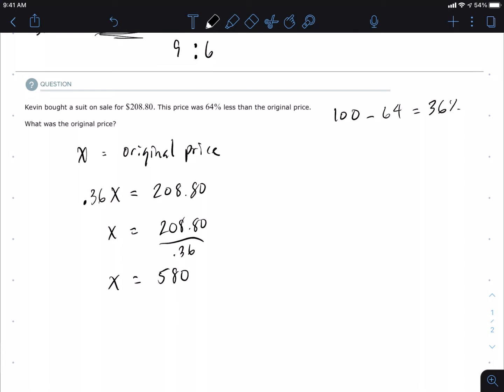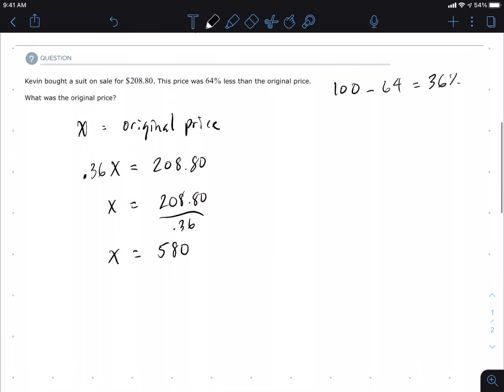If I did it with the discount, I think it becomes more complicated. I don't want to show it to you that way; I think it'll confuse you, because we don't know what the discount price is going to be, so we have to subtract. This is the way to do it. These word problems are actually pretty sweet. Whenever they say 64% less than the original price, what they're telling us is that's the amount of discount.